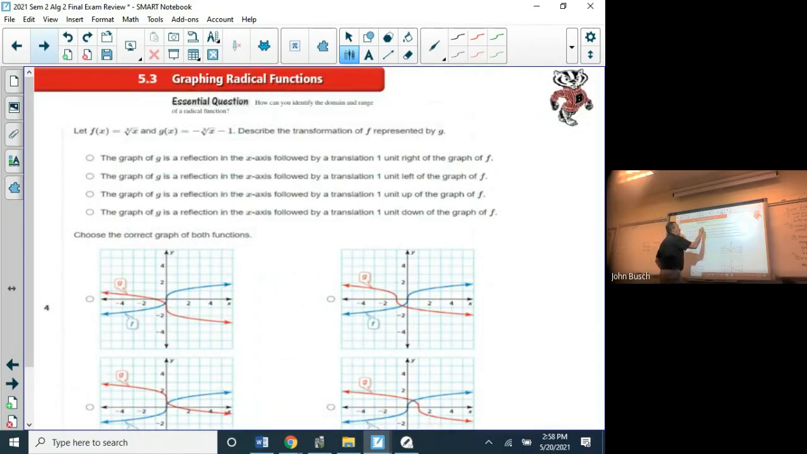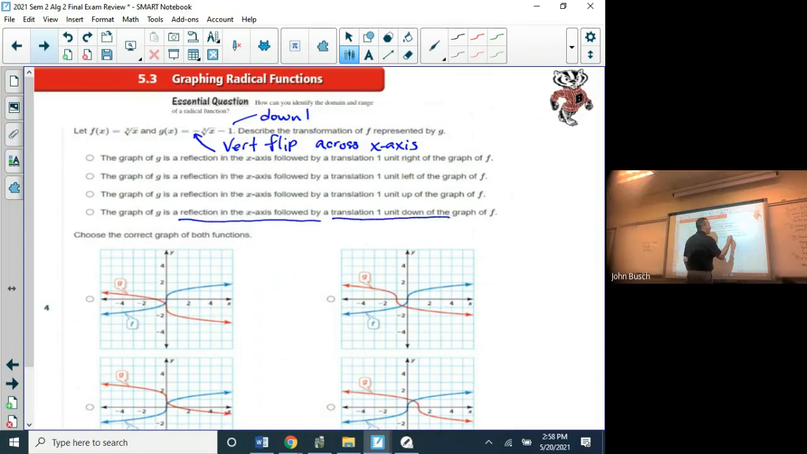So this -1 shifts it down 1. This negative sign acts as a vertical flip across the x-axis. A reflection on the x-axis, followed by a translation down 1, that last one.